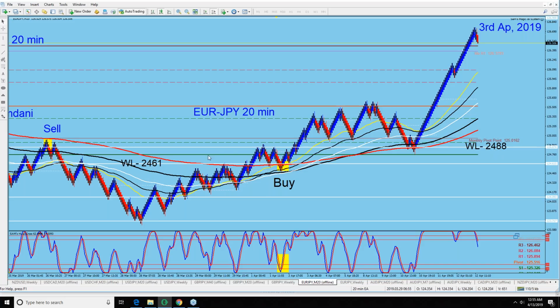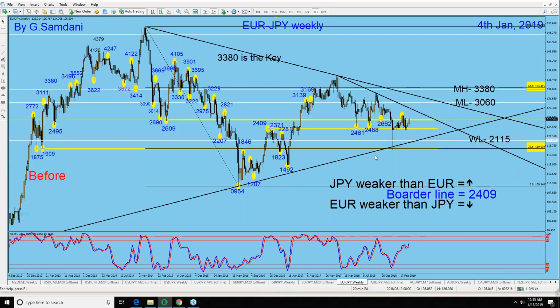From the weekly chart. Similarly, this line is 24.88. Now, you know what this line is? It's 24.09. And why do I have it here? 24.09. If you look at that, 24.88. So this is the one. It's a big number, right?